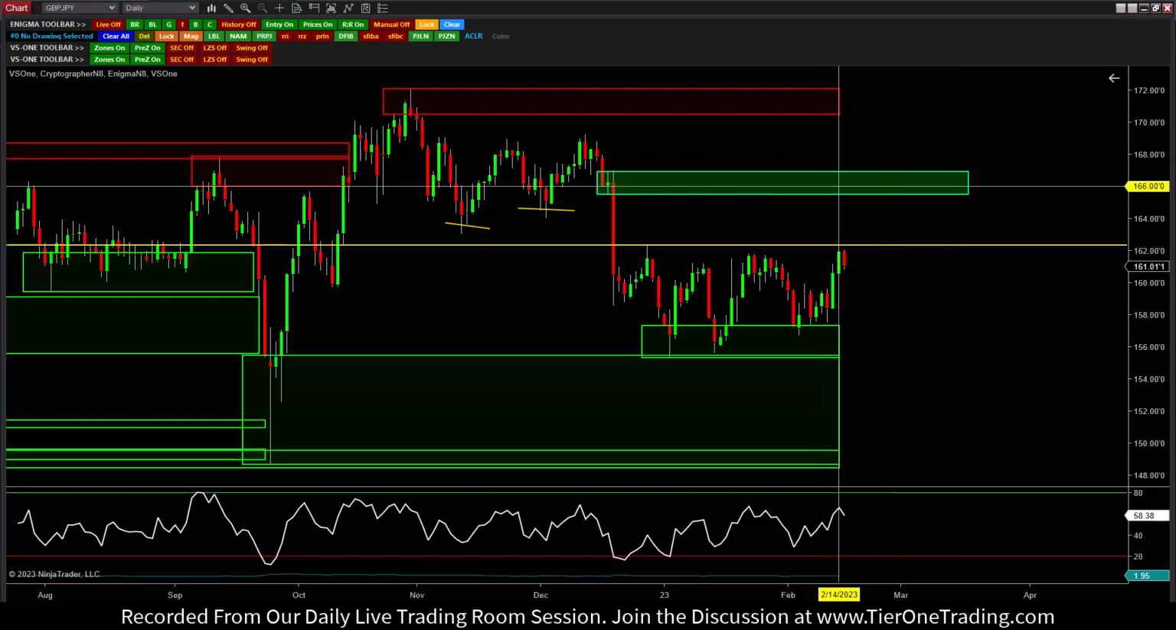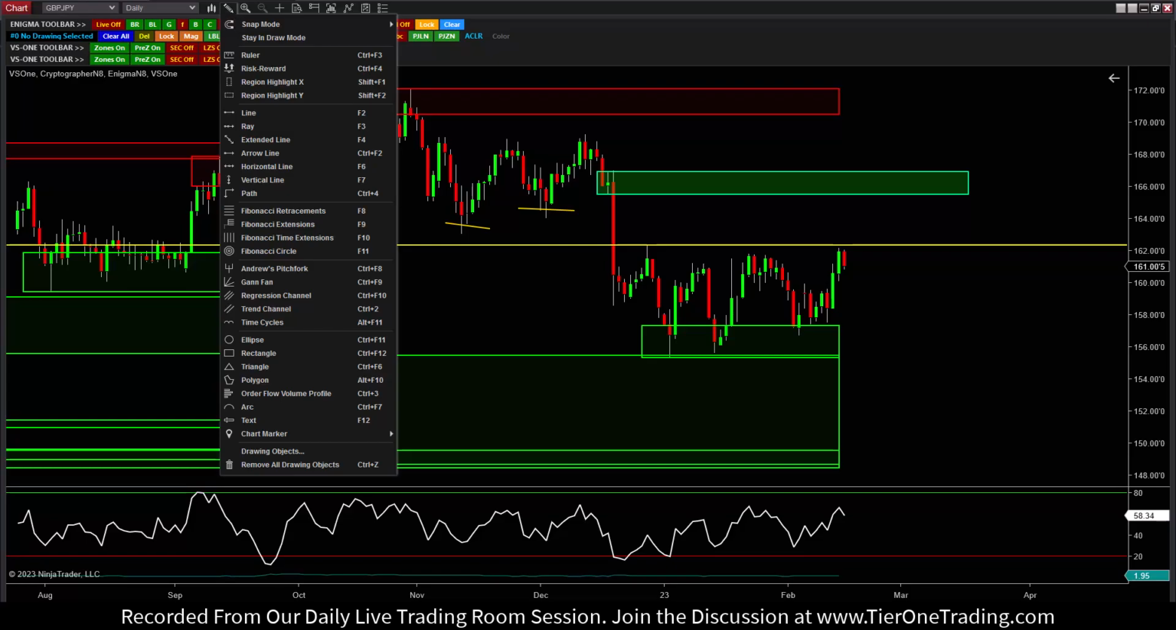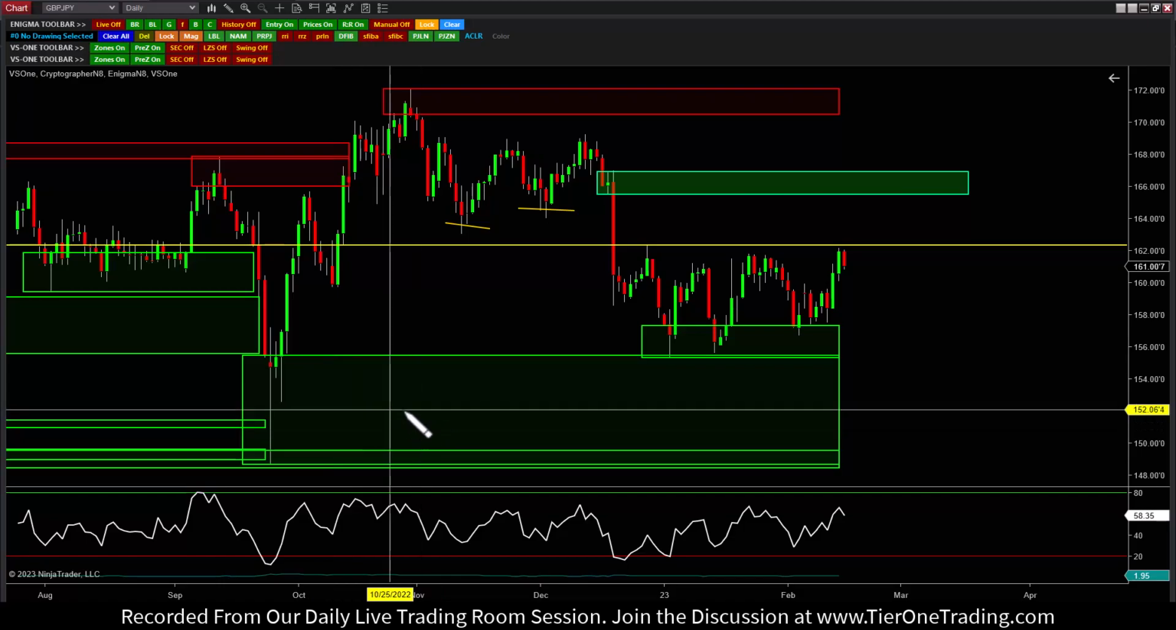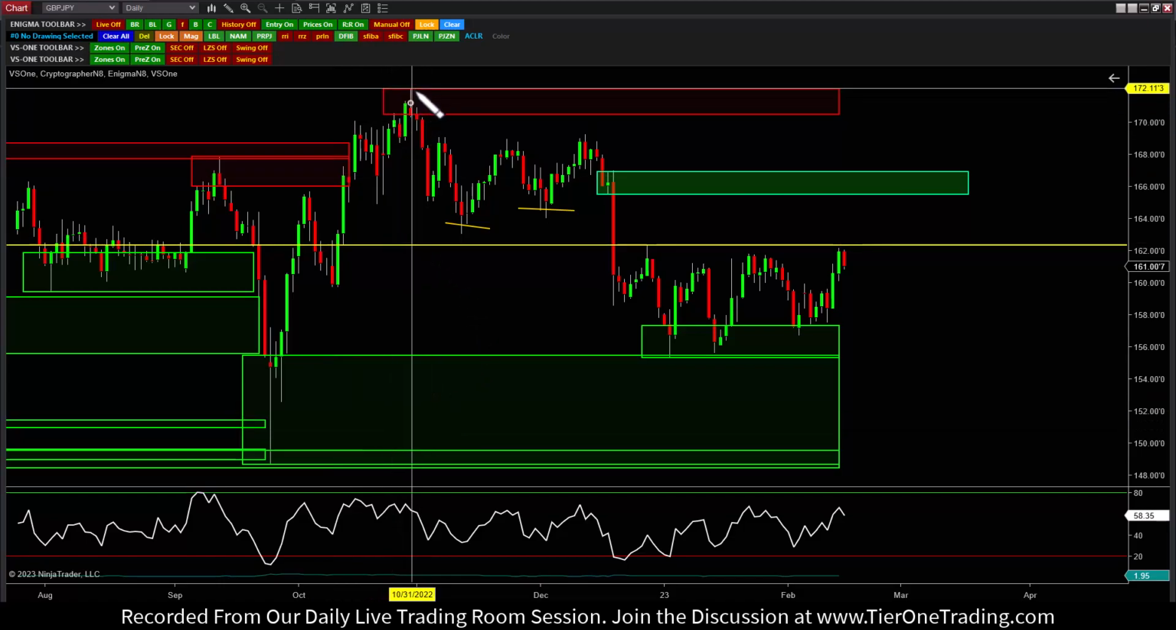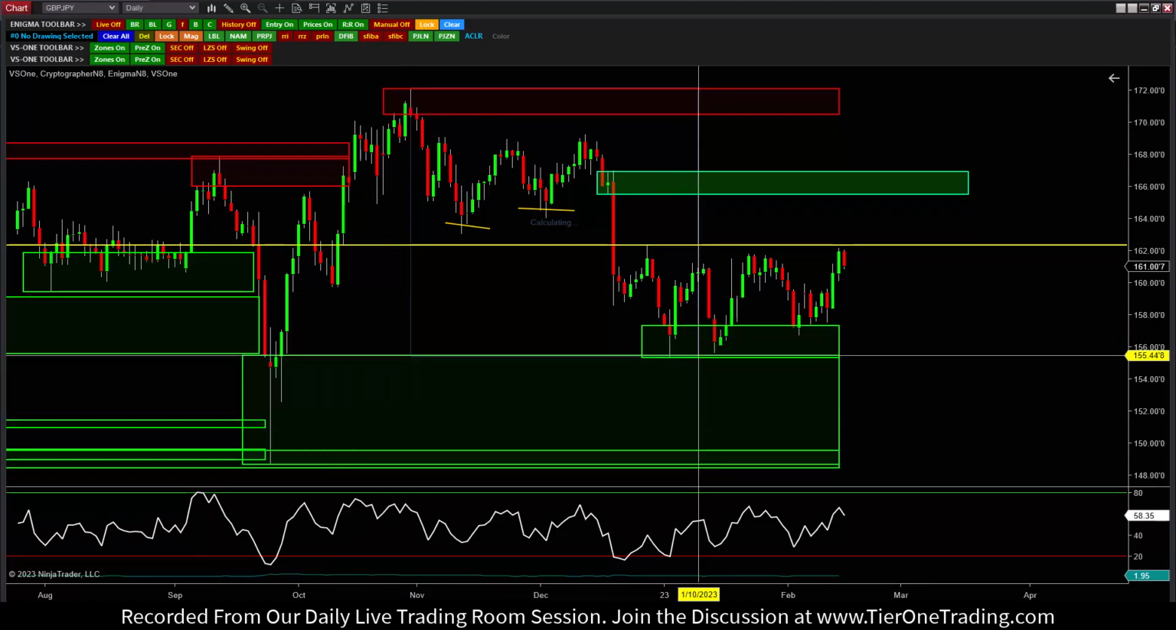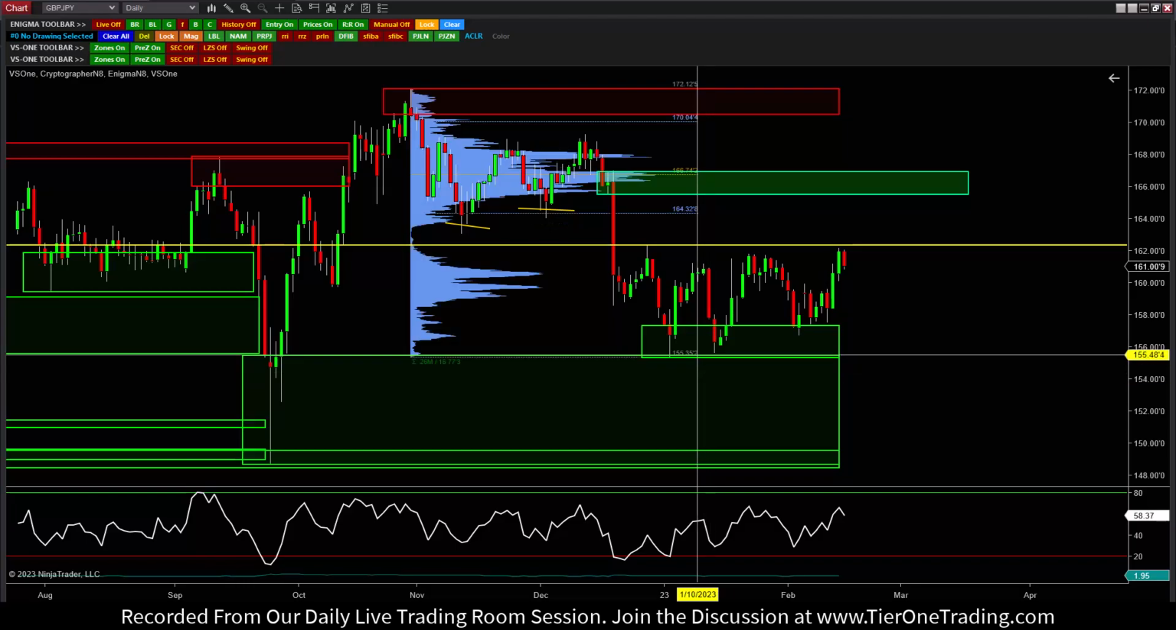Bigger VS1 level up near 170s. Again, we could bring in our volume. Real quick, sorry. Let's bring on our volume here. I'm going to remember Catarl 3. There we go. Swing high to swing low. See if anything stands out. Calculating.